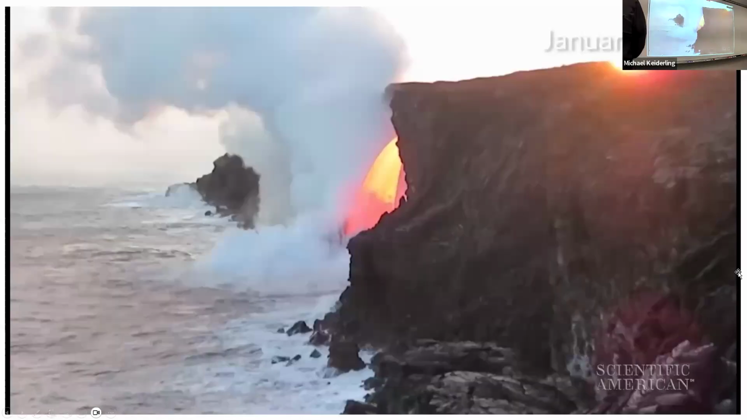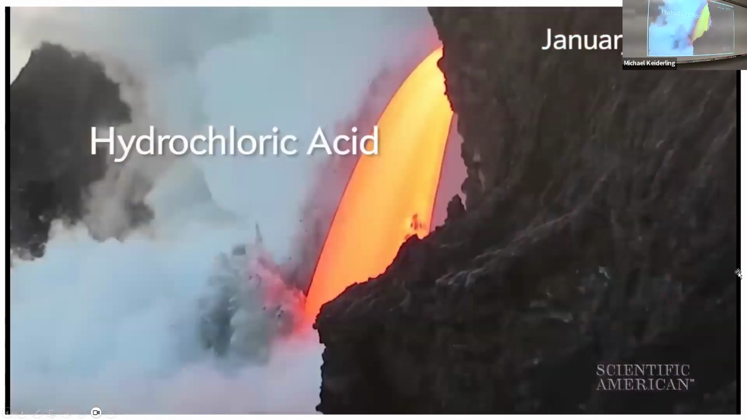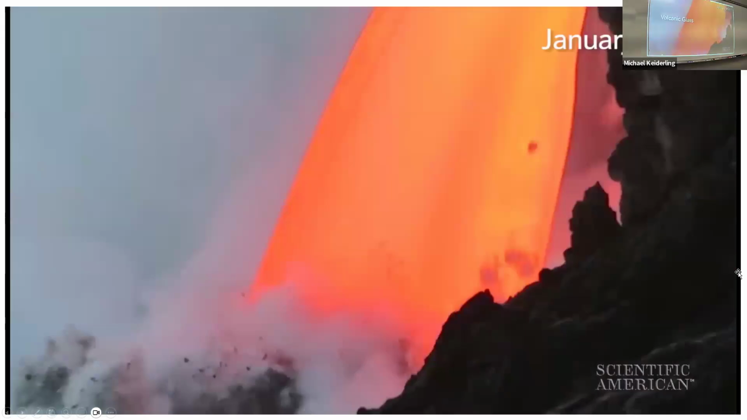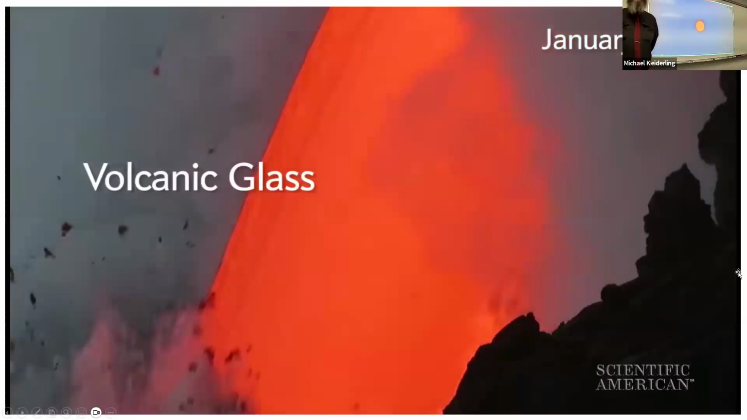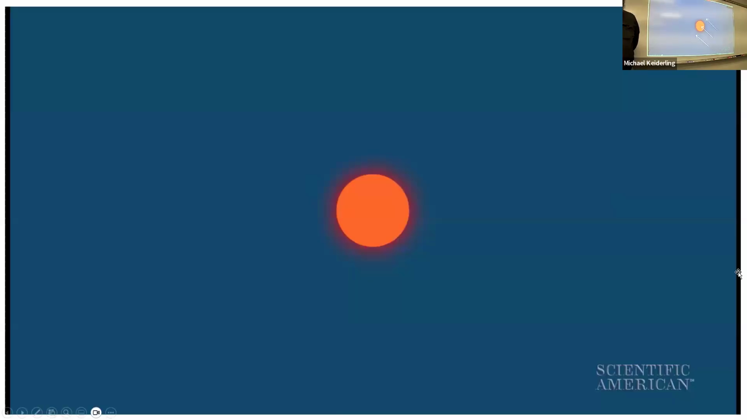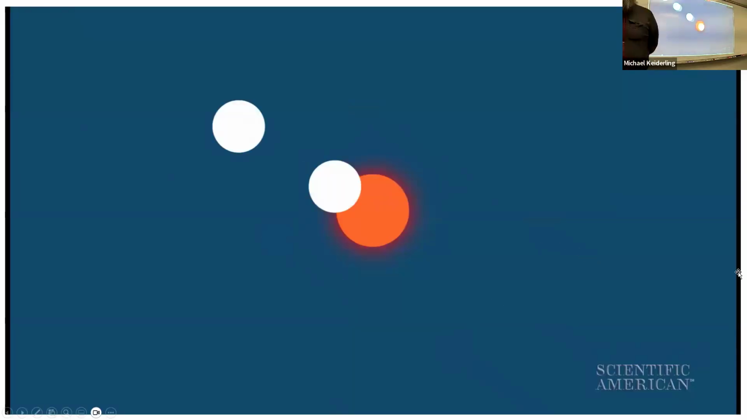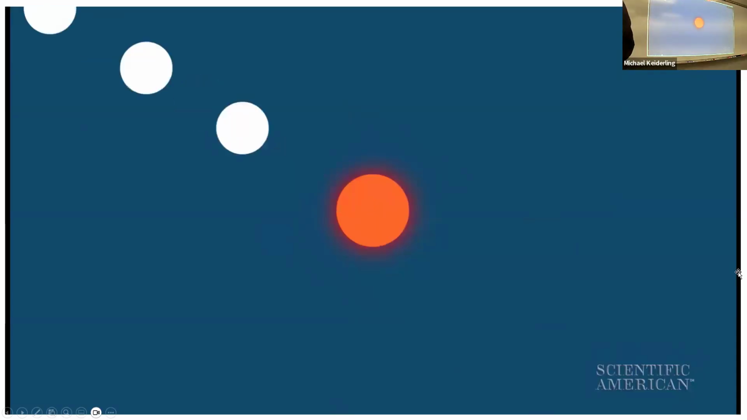That steam is hydrochloric acid laced with tiny shards of volcanic glass. The Pacific Plate is moving to the northwest, dragging the crust over the hotspot and creating islands as it goes. The hotspot itself might be moving too.